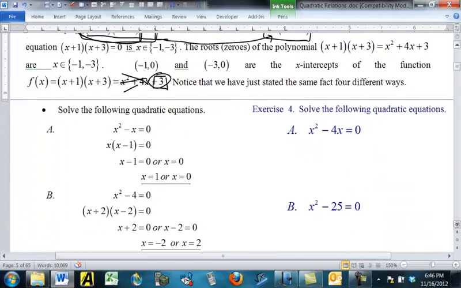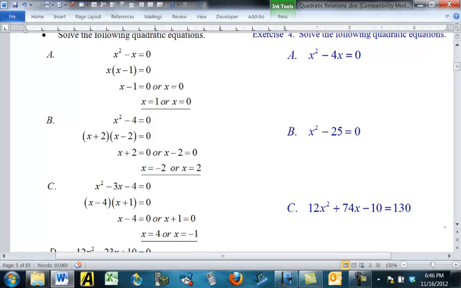So, the next step is to solve some quadratic equations, but we're going to use the factoring method. So, get 0 on one side, and then factor the other side. So, we write this as x squared minus x equals 0. Using common factor or distributive property factoring, we'll factor out an x. So, that's x times (x minus 1) equals 0. So, x minus 1 equals 0, or x equals 0. So, it says x equals 1 or x equals 0.